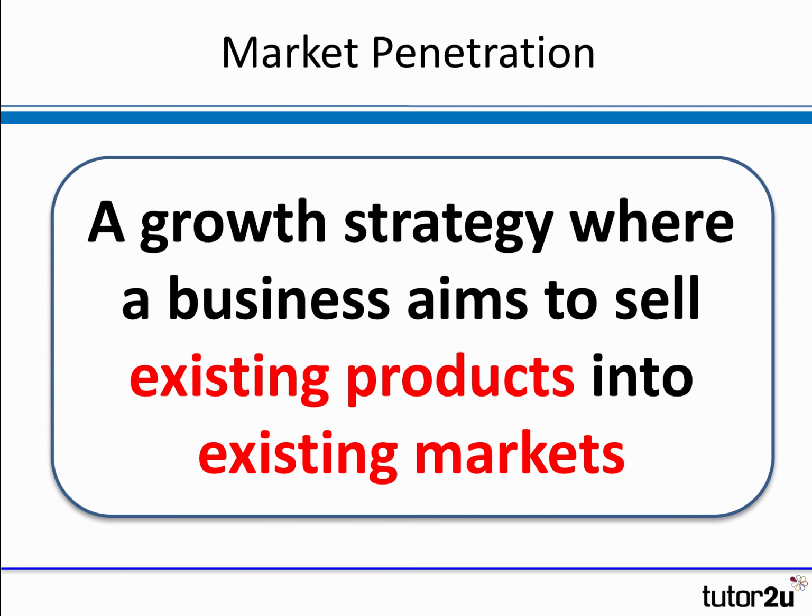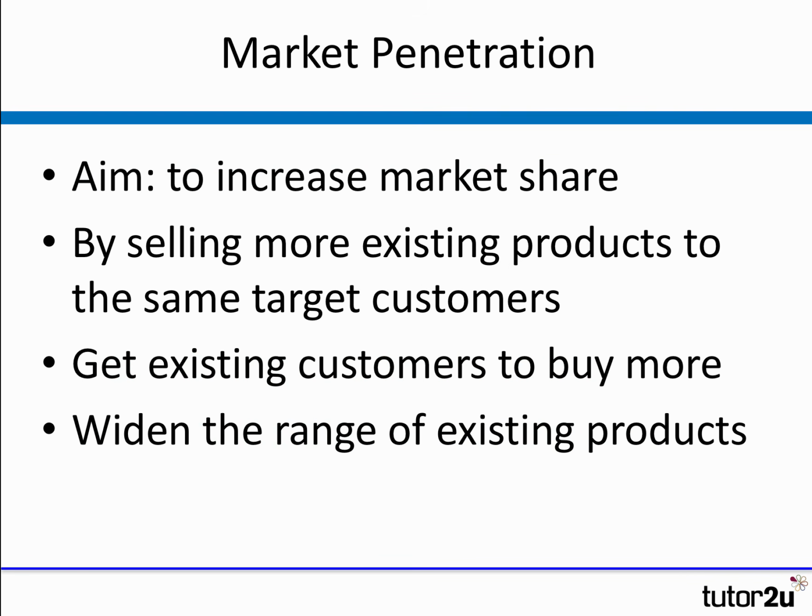So we've mentioned this is top left of the matrix, selling existing products into existing markets. And really this should be the safety-first core strategy, shouldn't it, for most businesses? Can we sell as many products as possible from our existing product range to both our existing customers and also customers who share the same needs and wants as our existing customers? We're selling to a well-defined and well-understood customer base.